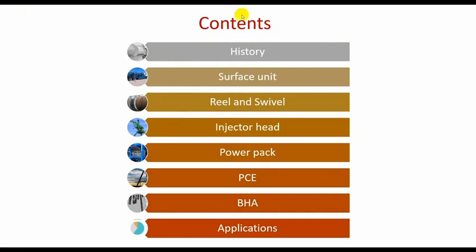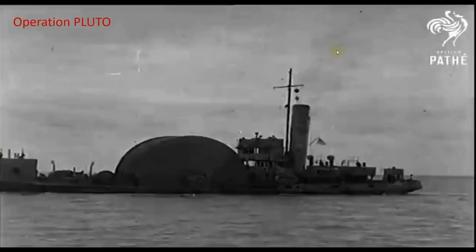If we start with the history, how did coil tube start? As an idea, how did it start? It started in World War II, in an operation called Pluto, or pipeline under the ocean. It was in 1944 when England wanted to send fuel supplies to the army in France. Excuse me for my English, I am not fluent.